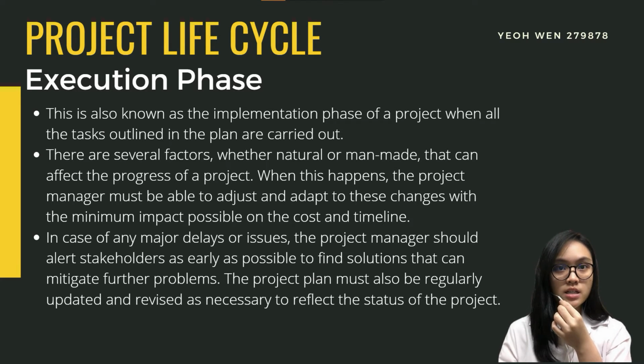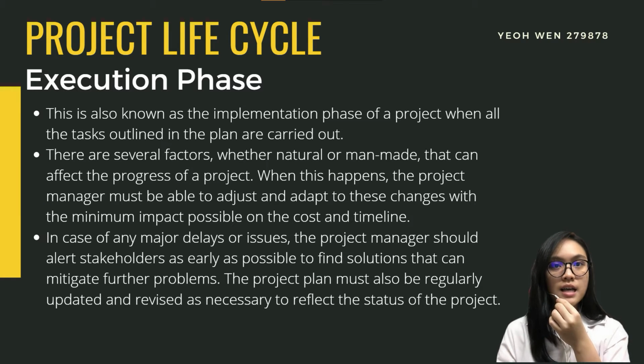There are several factors, whether natural or man-made, that can affect the progress of a project. When this happens, the project manager must be able to adjust and adapt to these changes with the minimum impact possible on the cost and timeline. In case of any major delays or issues, the project manager should alert the stakeholders as early as possible to find solutions that can mitigate further problems. The project plan must also be regularly updated and revised as necessary to reflect the status of the project.